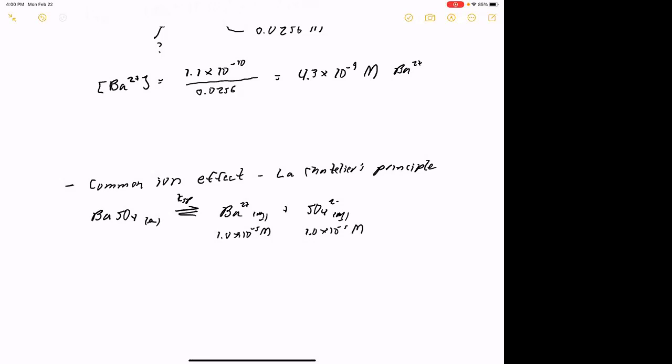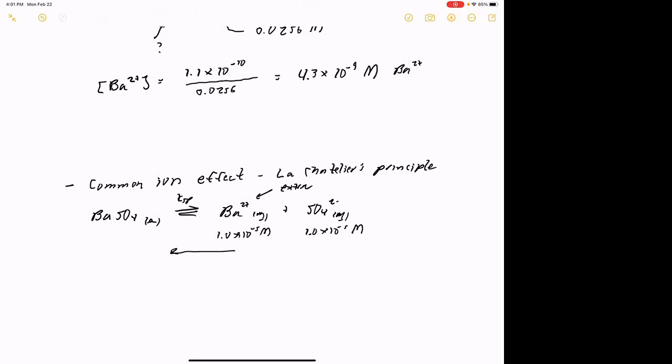If I throw some extra barium ion in there from another source, like maybe soluble barium chloride, I'm applying a stress to this by adding a product, right? What's the equilibrium going to want to do? Which way is it going to want to shift? Back to the reactant. Yeah, it's going to shift back to the reactant, right?